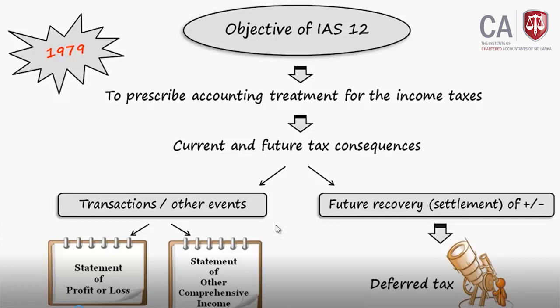So here, the standard talks about current and future tax consequences. From current tax, it will come to your financial statements, the profit and loss account and other comprehensive income. From future tax, it will generate what? Deferred tax impact. But let me explain this standard on the board to give you an overall idea.